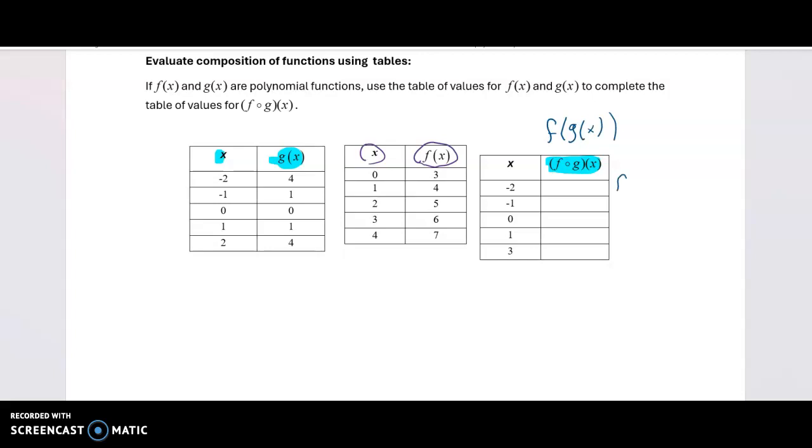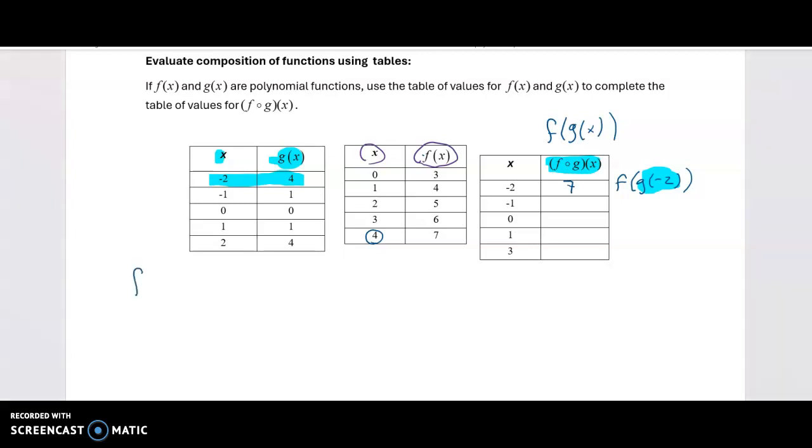So this first one we're finding is f of g of negative 2. So what we're going to do is find the value of g of negative 2. That's what's on the inside here, right? So g of negative 2 equals 4. So we'll go ahead and plug into our f of x function 4 for x. So f of 4 is 7. So that's our answer there.